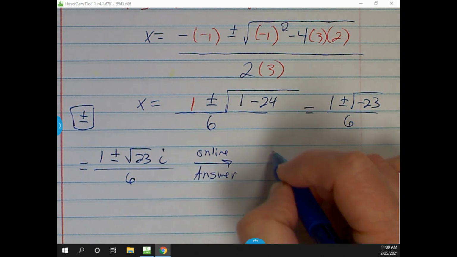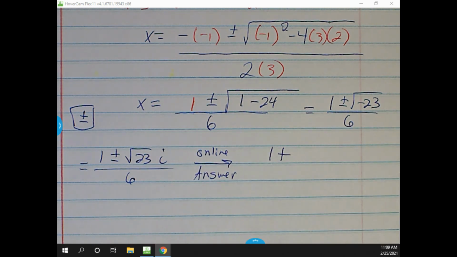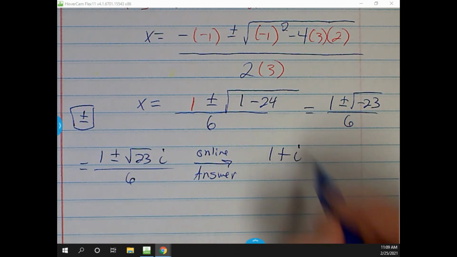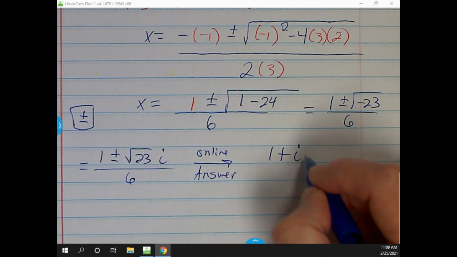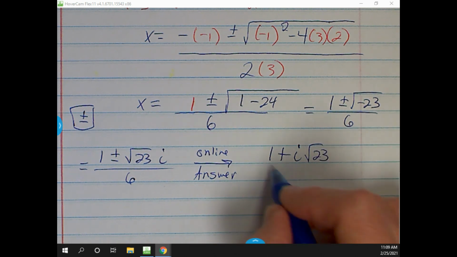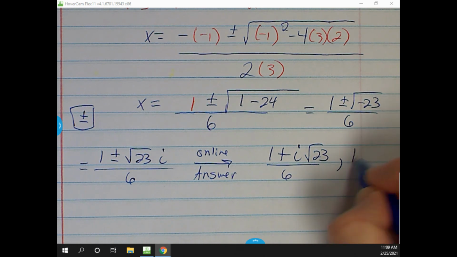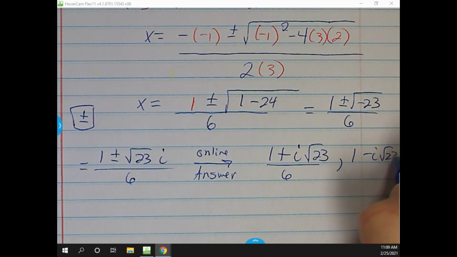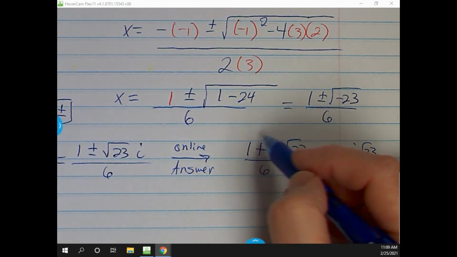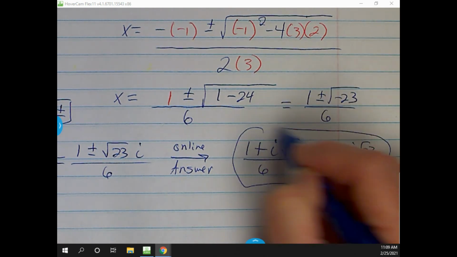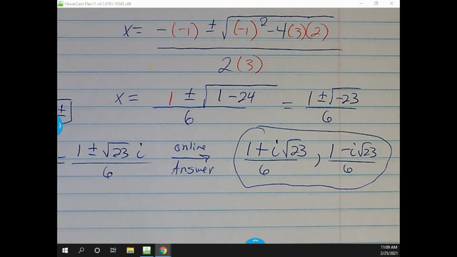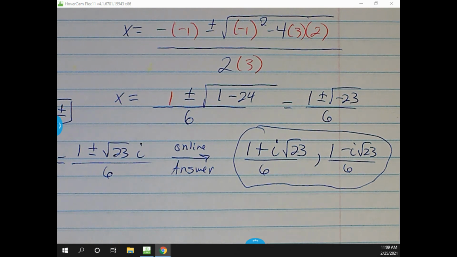One time we're going to do 1 plus the square root, and they actually moved the I in front so that you know that it's separate, so it's not inside the square root. So one answer is going to be 1 plus I times the square root of 23 over 6. And then the other answer, they're going to use 1 minus I times the square root of 23 over 6. So when you're putting these in online, you're going to have to do it that way. So you're going to have 2 different sets of answers for this thing. One time when you use the plus, the other time when you use the minus, and you're going to have to use the I in front of the square root of 23.